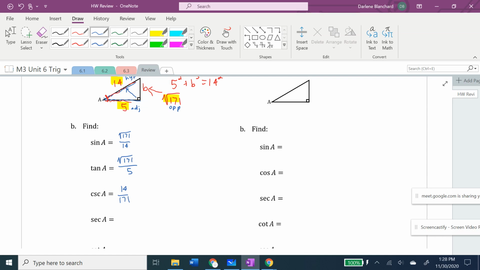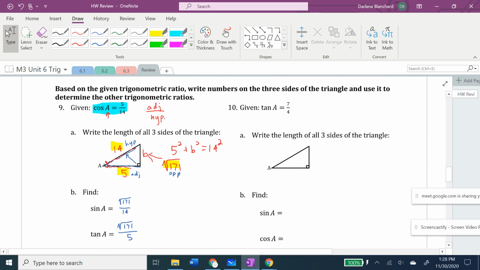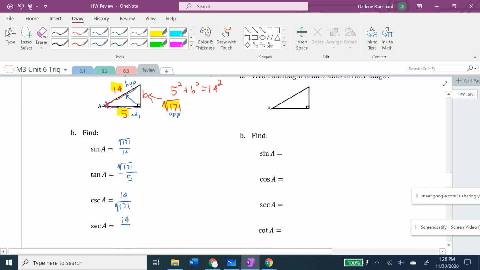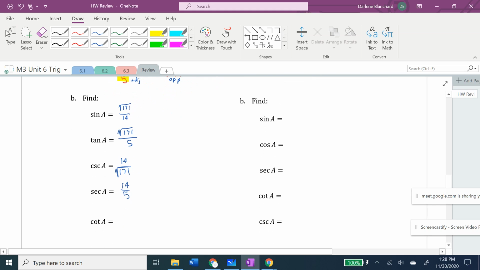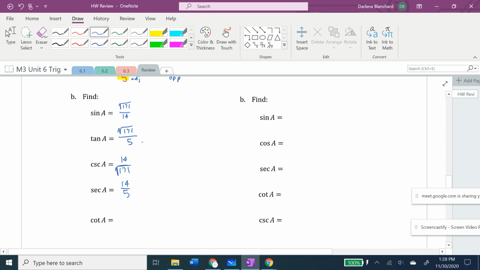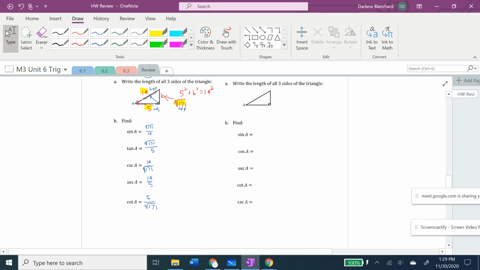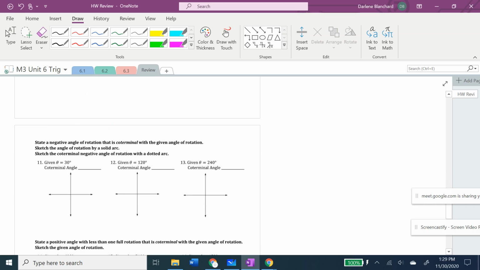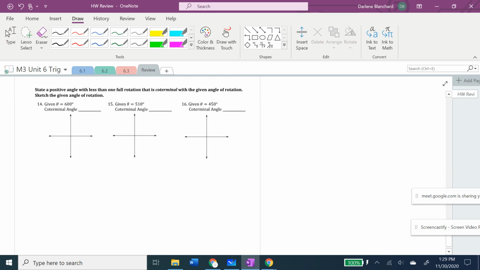Okay, and then, forgot my square root. For secant, it's the reciprocal of cosine. Or you can look at the triangle and get that from the triangle. Cotangent is tangent's reciprocal. And that's number 9. And then you guys can do number 10. And let me check. Yep, this is the end.